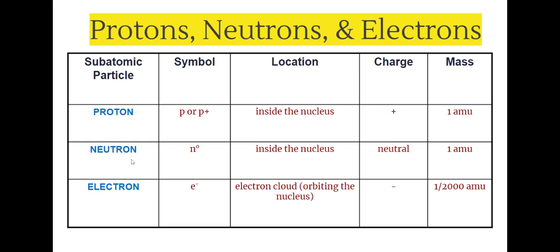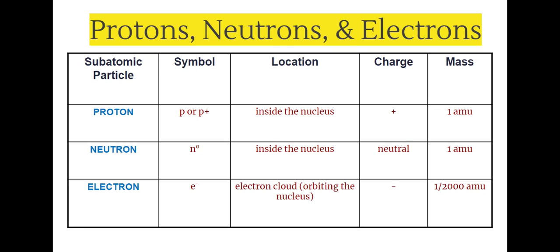Neutrons are neutrally charged particles. That means they have no charge, represented by an N with a small zero next to it, and they are located inside of the nucleus, as are our protons. They are also equal to one atomic mass unit.